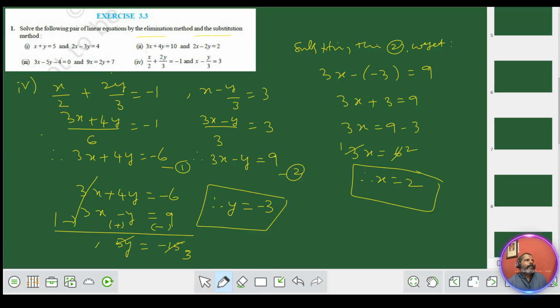This completes our first main of exercise 3.3. You better practice the same questions by the substitution method. You should see the same answers for x and y by the substitution method too. Thank you.